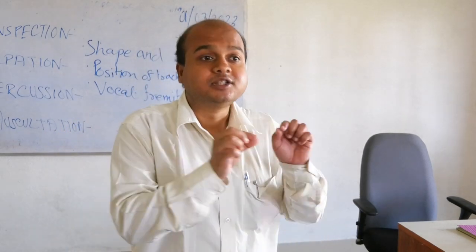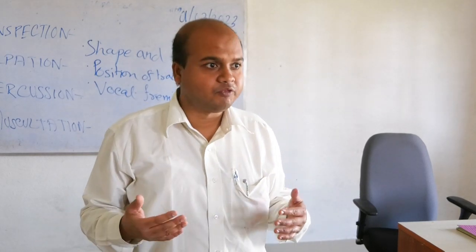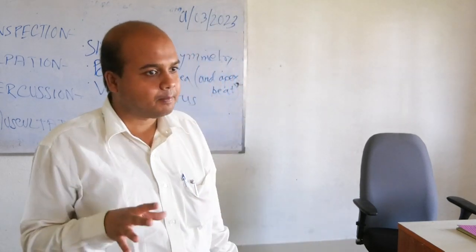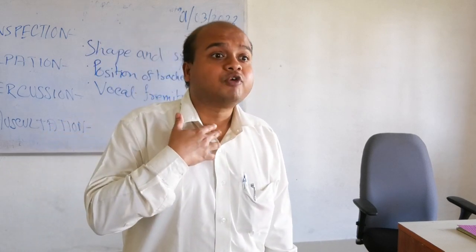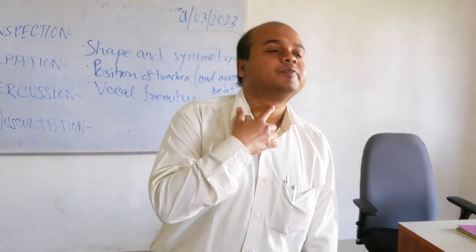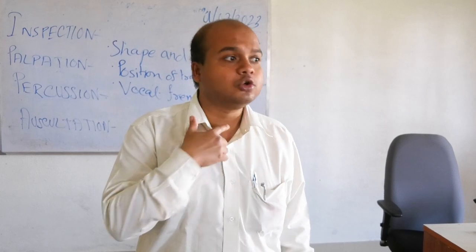Intercostal spaces means spaces between the ribs. Now directly over any bone, it is difficult to pick up these vibrations. So we have to find the intercostal spaces. How do we find the intercostal spaces? See, below the trachea, here there is a notch. This is called the jugular notch.